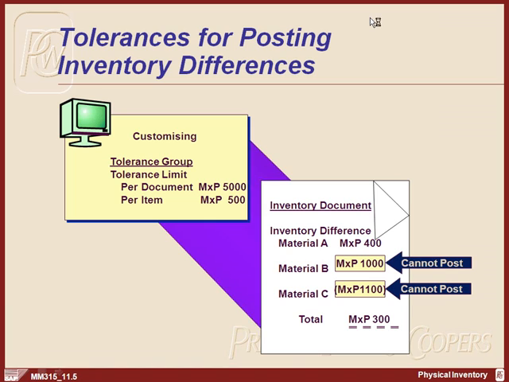So like that, we normally set up tolerances at two levels. One level for assistants and the second level for the managerial level. So that's how the tolerances will be posted.